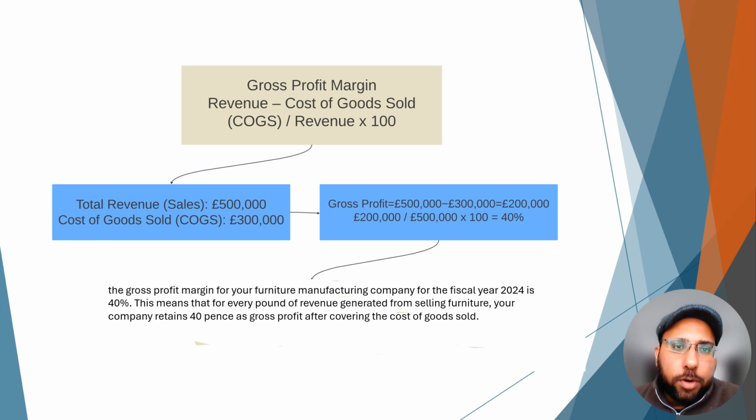So the gross profit margin for the furniture manufacturer for the fiscal year is 40%. This means that for every pound of revenue generated from selling furniture, the company will retain about 40p as gross profit, after covering the cost of goods sold. That's a very quick and simple example. Of course, this figure is not going to be the do all and end all, because there are a lot of other operating expenses that need to be taken into account, interest, taxes. But on a raw nature, this is what a gross profit will tell us about a company, and why it is essential.